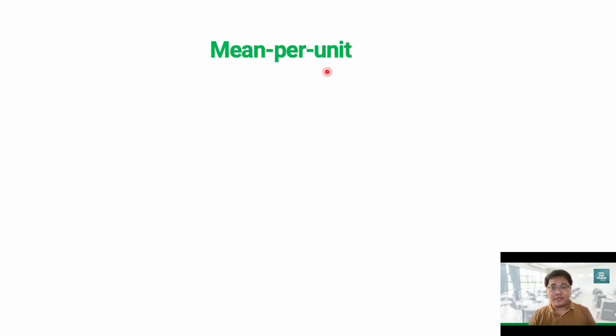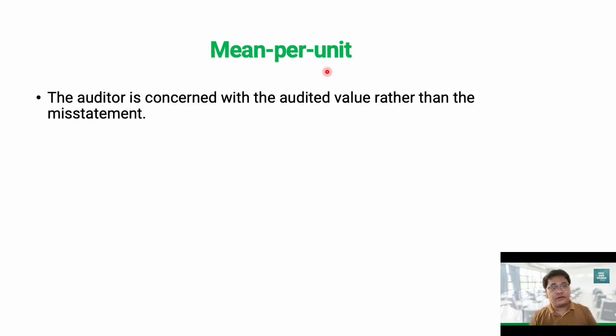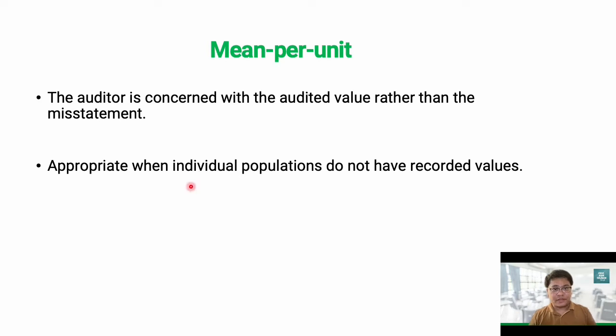So another way is mean per unit. Under the mean per unit approach, the auditor is concerned with the audited value rather than the misstatement. This method is particularly useful if the audited item does not have a recorded value.